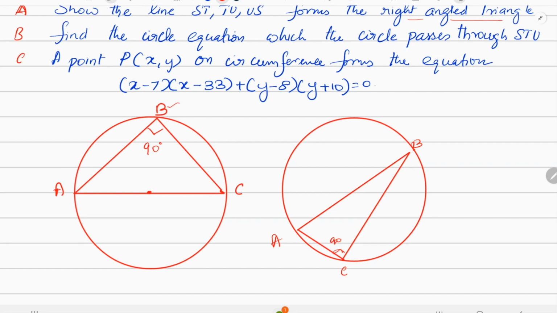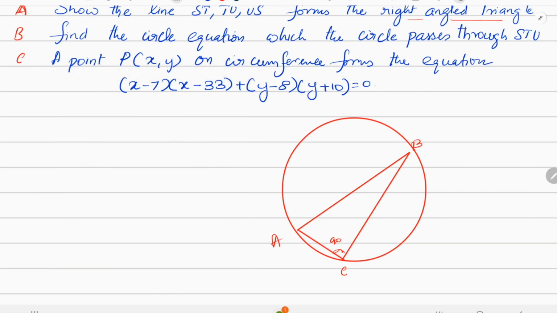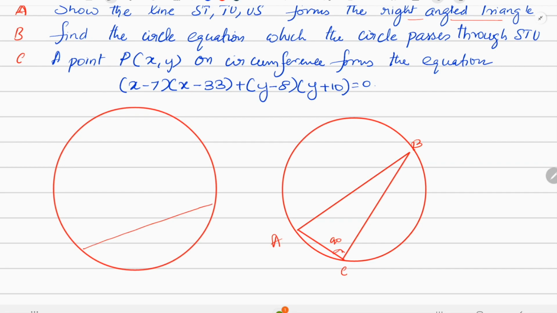Another example, I remove this one. For example, if I have a circle, I draw a line which is not passing through the center, and I take another point on the circumference and draw another line. In this case, this triangle will never be a right angle triangle.